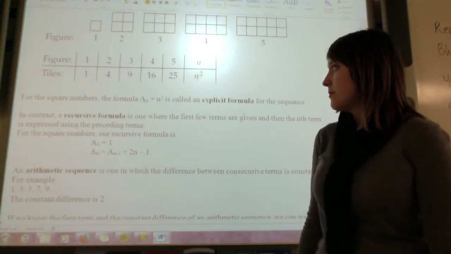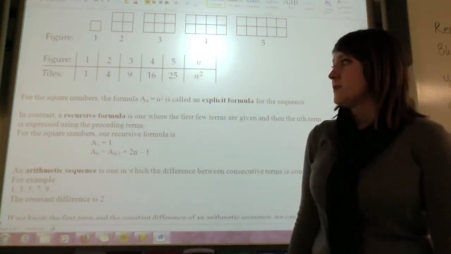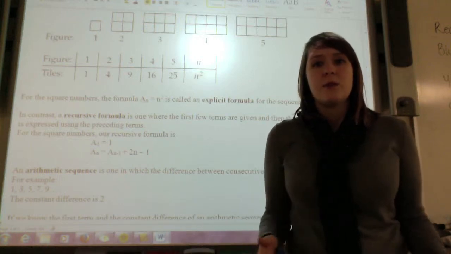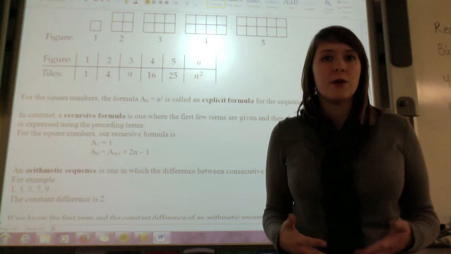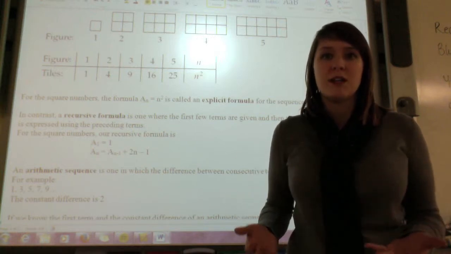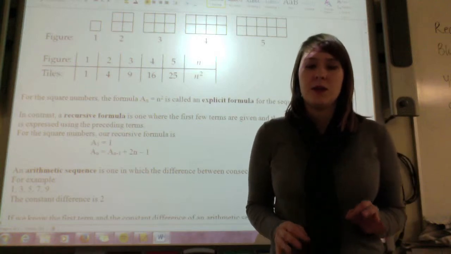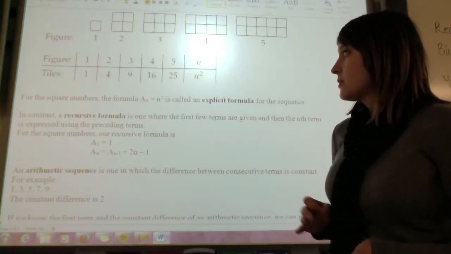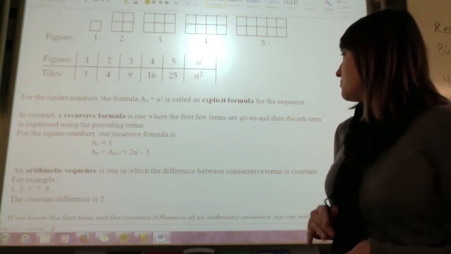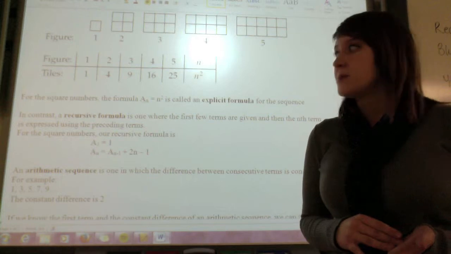For the square numbers, the formula a sub n equals n squared is called an explicit formula for the sequence. An explicit formula is a formula where you can just plug in the term that you want. So if I want the 10th term, I would plug in a 10. And I just plug in that term and it automatically gives me the actual value of that term. Okay, in contrast, a recursive formula is one where the first few terms are given and then the nth term is expressed using the preceding terms.